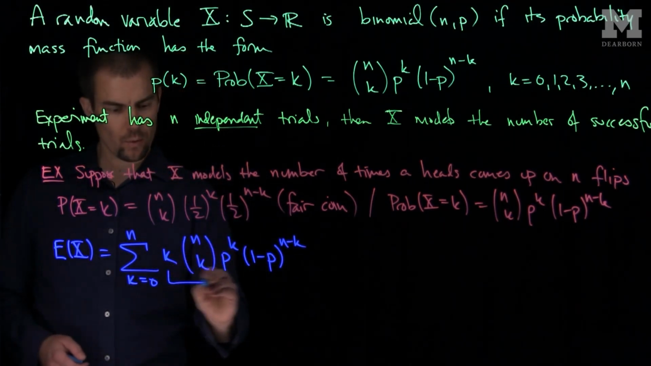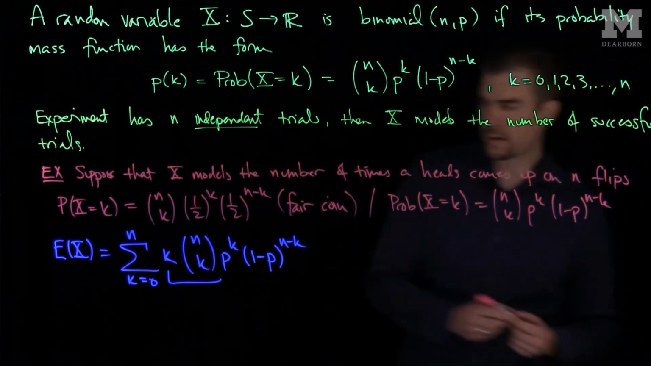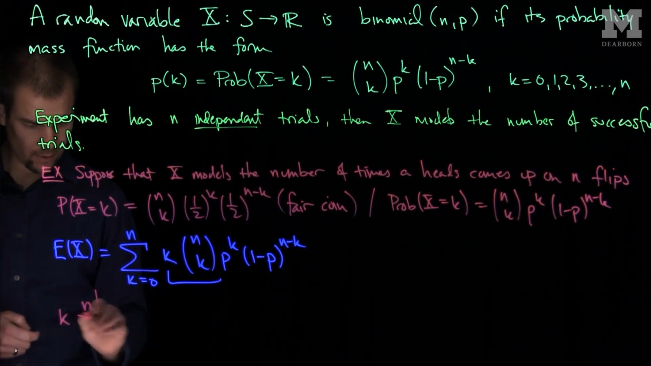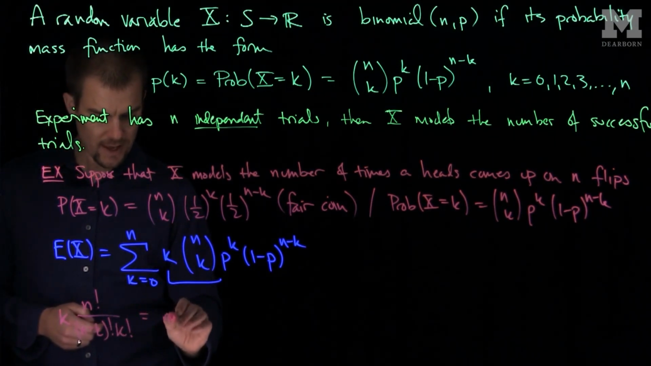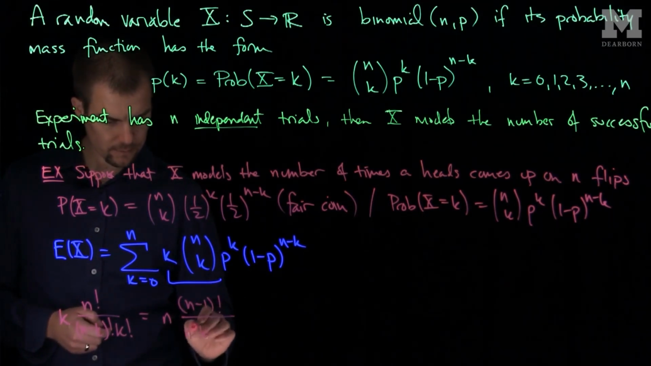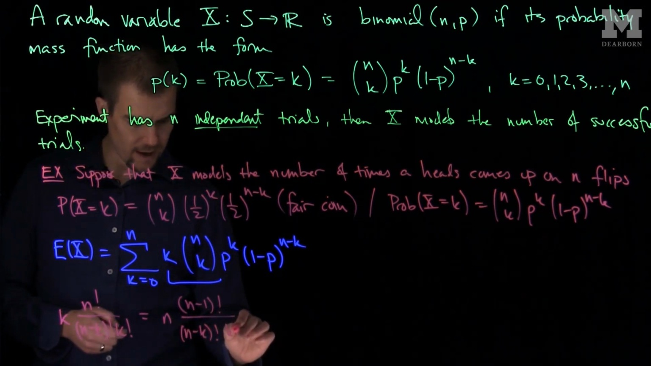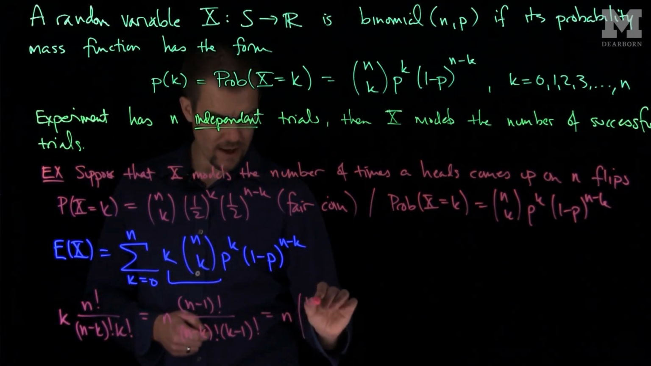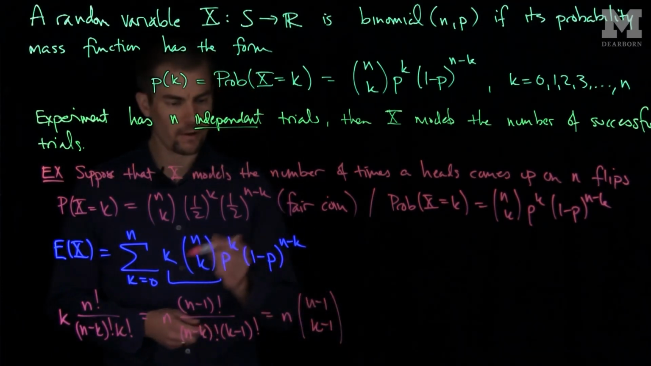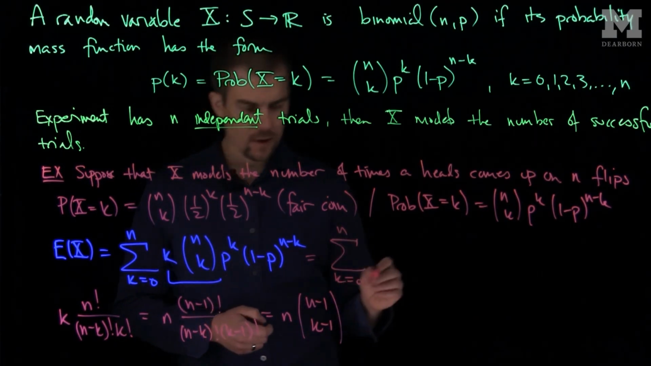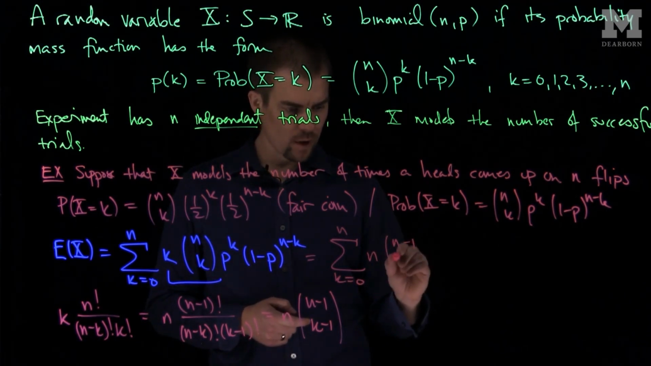And so we have to observe this binomial coefficient over here and modify it a little bit. If we look at k times n factorial over n minus k factorial, I can write this as n times n minus 1 factorial over n minus k factorial, and then k minus 1 factorial. And we see that this is exactly equal to n times the binomial coefficient n minus 1, choose k minus 1. So filling that expression into this formula, we have the sum, k goes from 0 up to n, of n, and then n minus 1 choose k minus 1.